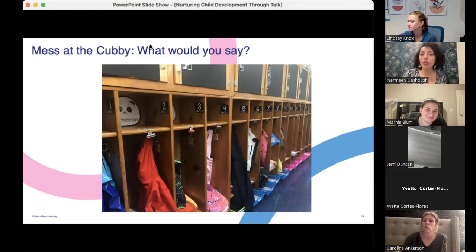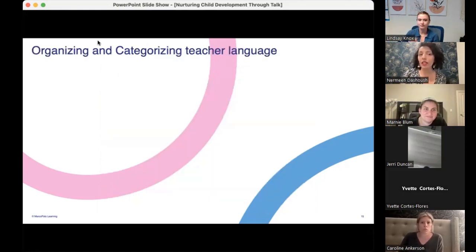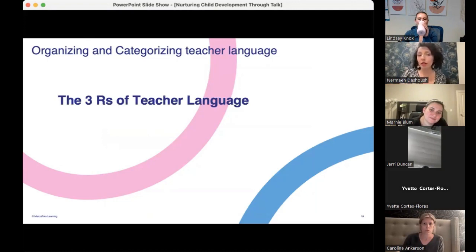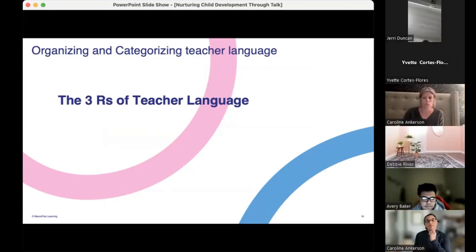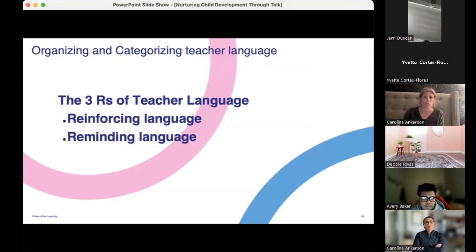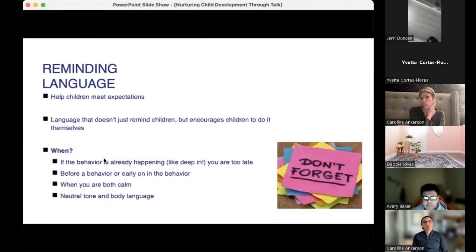We have to give teachers a way of understanding and categorizing the different types of responses, or else it could be anything. Today we're going to talk about 3 R's of teacher language that help shape this type of conversation around behavior: reinforcing language, reminding language, and redirecting language. And when you give teachers a framework for language, they're able to think about it and ask themselves which one they can utilize at that point. Let's go over each one.